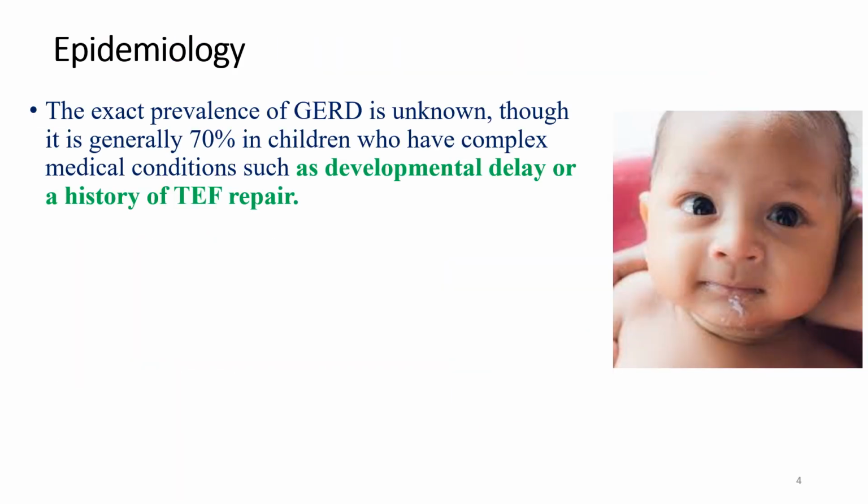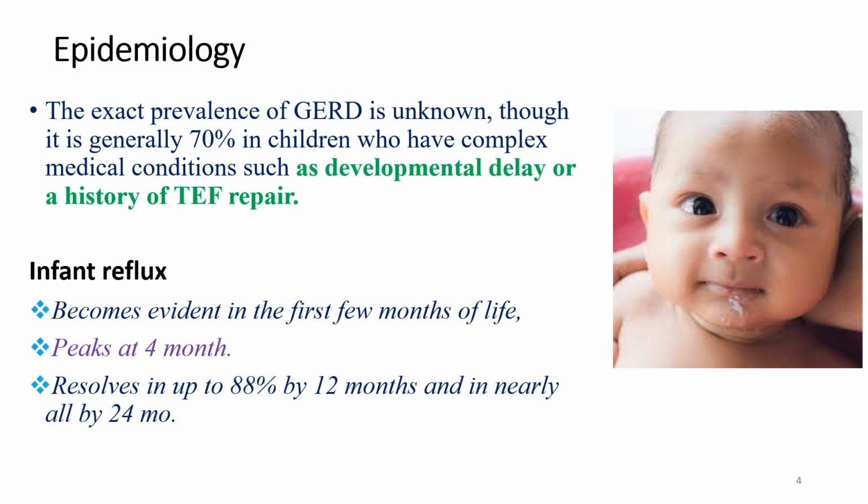The exact prevalence of gastroesophageal reflux disease is unknown, but it is generally common in children with complex medical conditions, such as developmental delay, which can be from neuromuscular disorder or Down syndrome, and those who have a history of tracheoesophageal fistula repair. Daily regurgitation is present in 50% of infants less than 3 months and in greater than 66% at 4 months. This is just infant reflux without disease, but this completely resolves by 2 years.